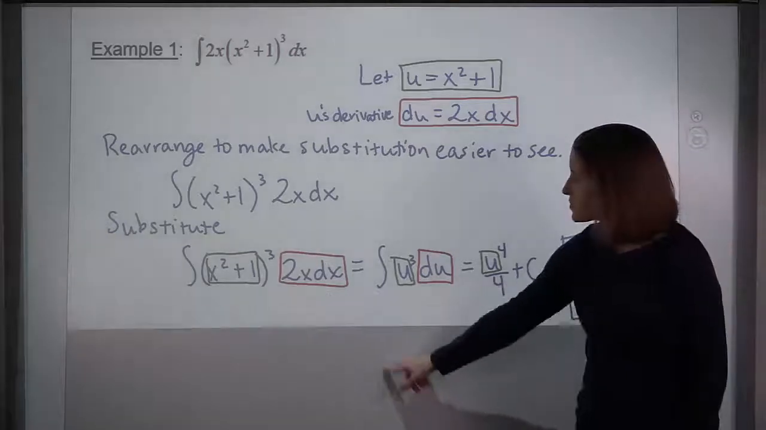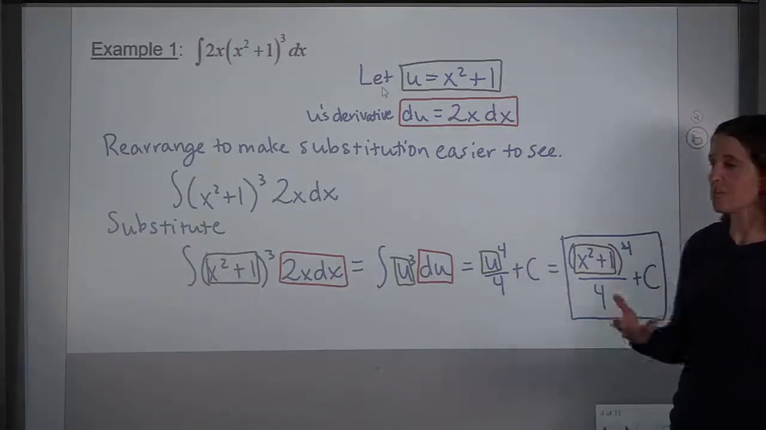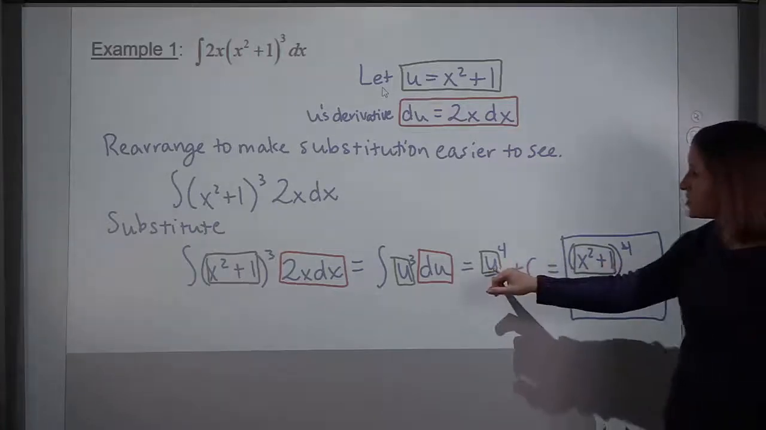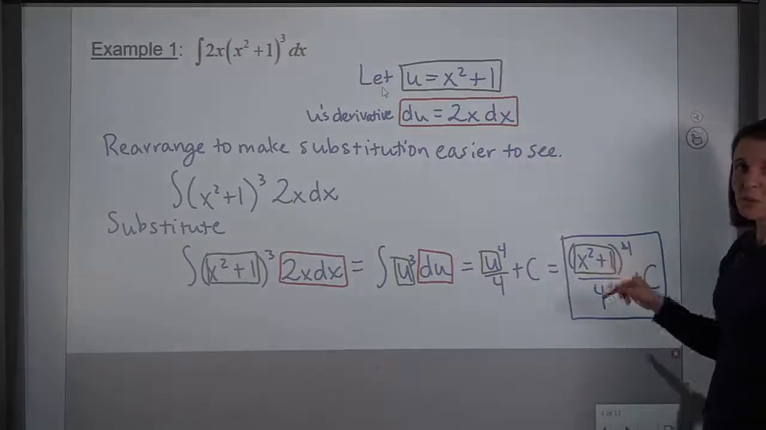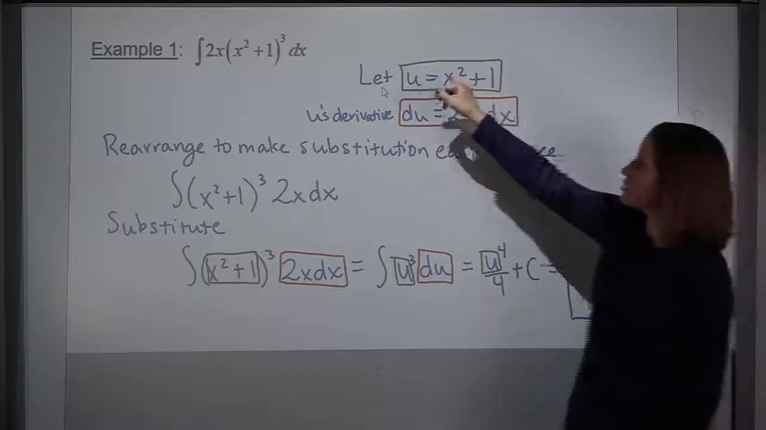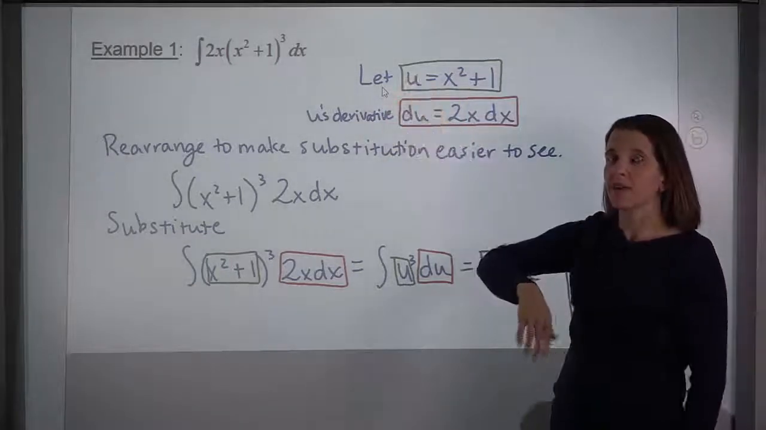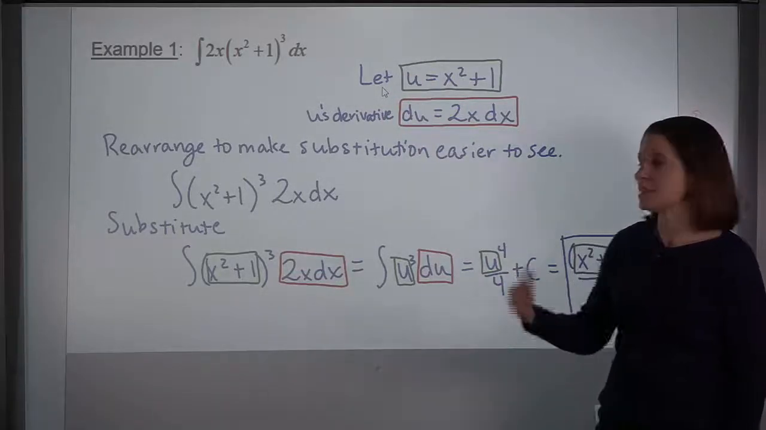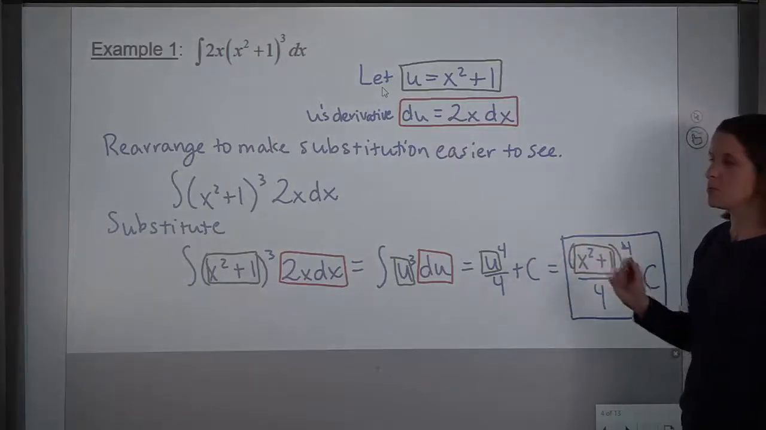But remember that the original problem did not have u's in it. That was something I used to show my work. And so I do need to get it back into x's. What was u? U was x squared plus 1. So we actually have x squared plus 1 to the 4th over 4 plus c. So you can see we make a substitution from the x squared plus 1 to the u. And then once we have used that u form that makes it an easier looking antiderivative and done the problem, then we put it back into x's. So we do substitute in both directions.